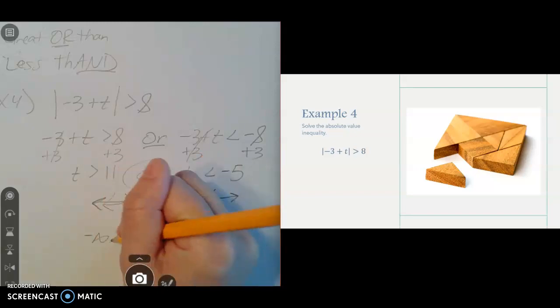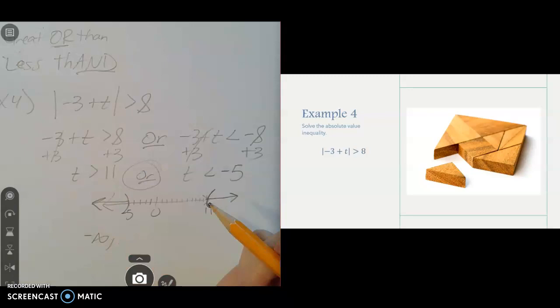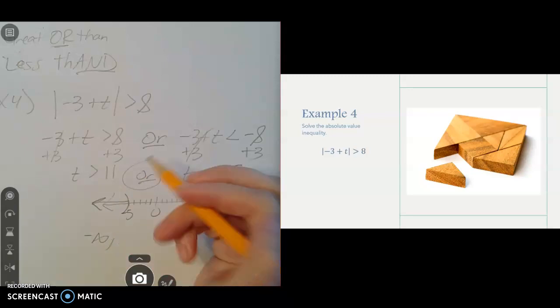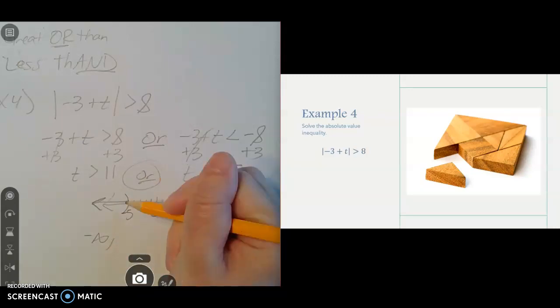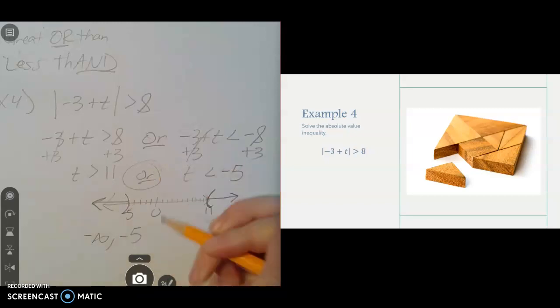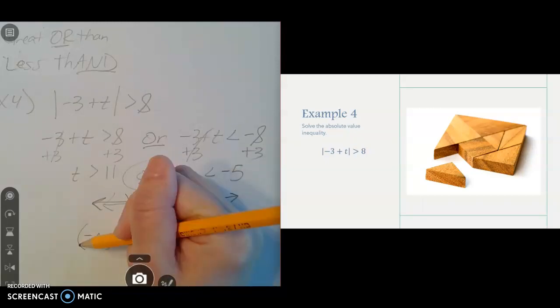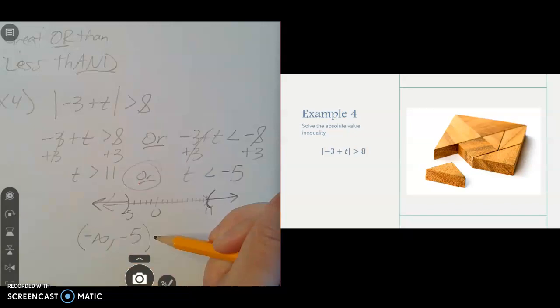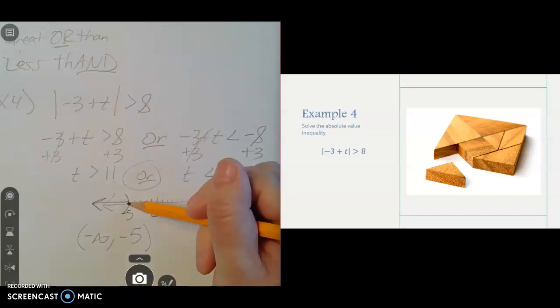It keeps going forever in the negative direction. So that's negative infinity. How far right does it go? It stops at negative 5. We'll have a parenthesis for the infinity. We'll have a parenthesis for the 5. Then we kind of jump over here.